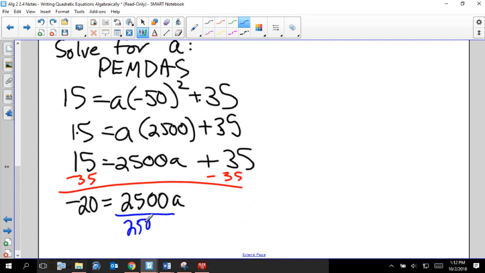Divide by 2,500. So once I take negative 20 divided by 2,500, how many people pulled their calculator out? I know, you're not the only one. I heard all your buttons go.